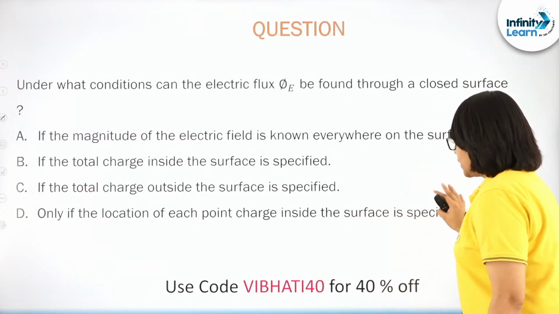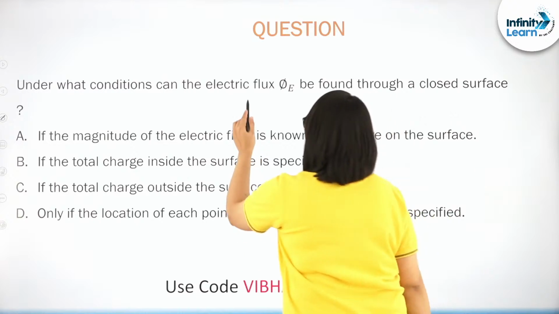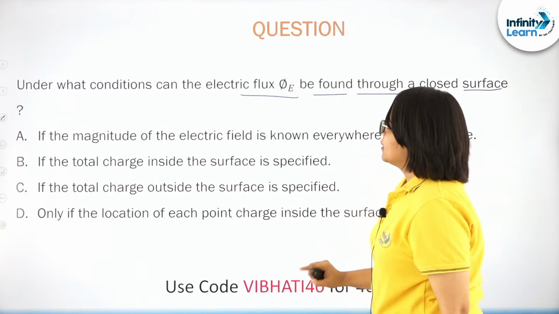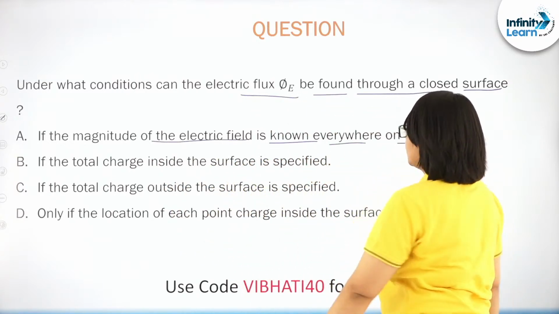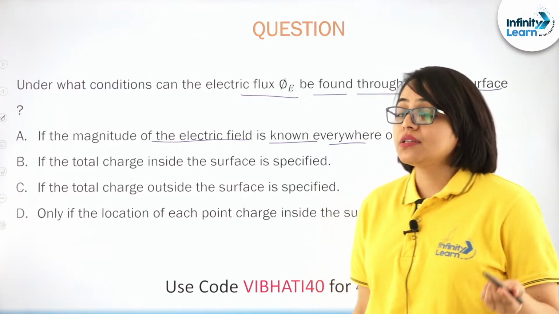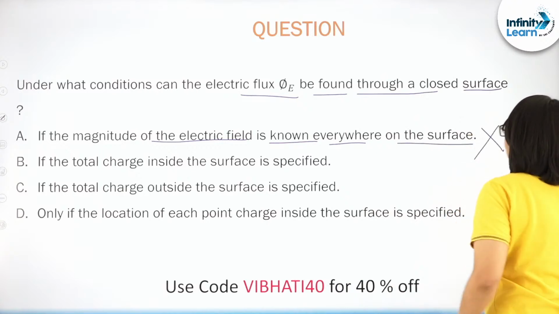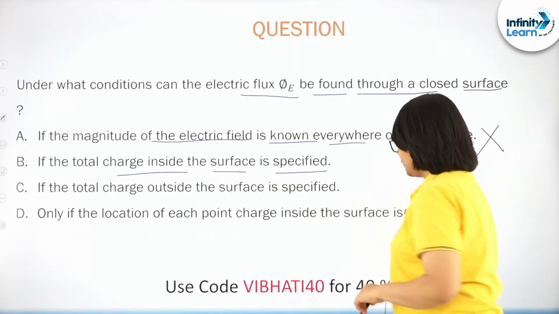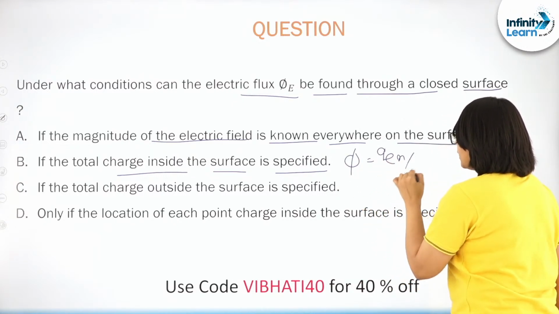Now let's solve some questions based on all this information. Under what conditions can the electric flux phi E be found through a closed surface? First is if the magnitude of the electric field is known everywhere on the surface. Okay. अगर magnitude of electric field is known everywhere on the surface, तो क्या करेंगे? कुछ भी नहीं. Not required. Second is if the total charge inside the surface is specified, phi is equals to Q enclosed divided by epsilon naught.